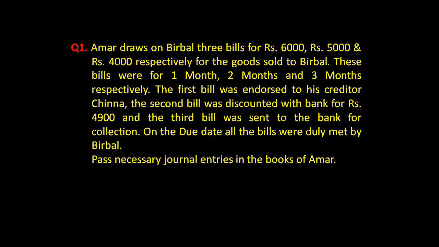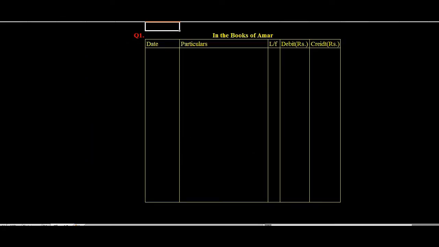The first part says Amar draws on Birbal 3 bills for 6,000, 5,000 and 4,000 respectively. Let's post it. Now because the dates are not given, we can just take the numbers. So let's write here number 1. The first entry would be, because he is receiving the bill, bills receivable 1 account is to be debited. As I told you, we need to give the numbers. It will be bills receivable 1 account debit. First bill is for 6,000.